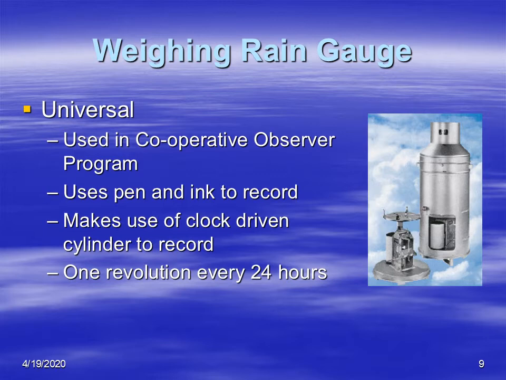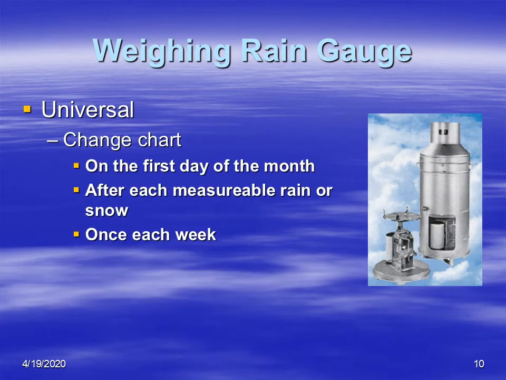It has a clock that's driven. It's a 24-hour clock that has an ink pen that traces the amount of precipitation on a rotating drum, on a piece of paper, on a chart actually. And it is used by, of course, volunteer weather observers all across the United States. The chart has to be changed typically whenever there is a rainfall event, or once a week, or the first day of the month, depending upon the schedule that the Weather Service asks you.